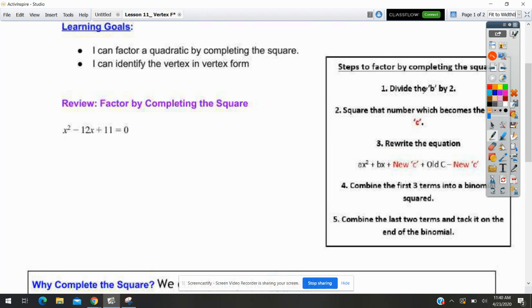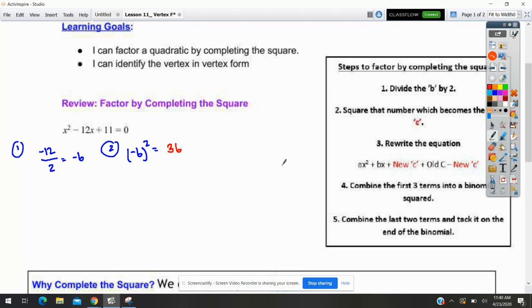First, we're going to divide the b value by 2. Make sure you look, our b value is negative 12. So we're going to take negative 12 and divide it by 2, which is negative 6. Okay, that was step 1. Step 2, we're going to square that number, which becomes our new c value. I'm going to take negative 6, and remember, when you're using your calculator, put that negative 6 inside the parentheses and square it, which is going to give you positive 36.